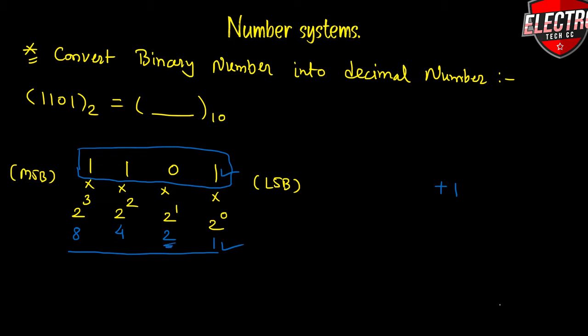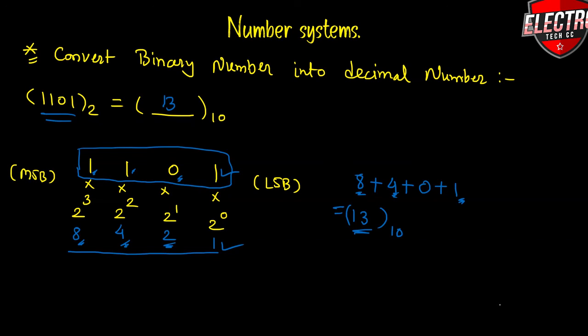So 2 multiplied by 0, I get 0. 4 multiplied by 1 is equal to 4, plus 8 multiplied by 1 is equal to 8. Then I get the final answer: 4 plus 8 is 12, plus 1 is equal to 13. So I get the final answer in the decimal number system, which is 13. So the given binary number is 13 in the decimal number system.